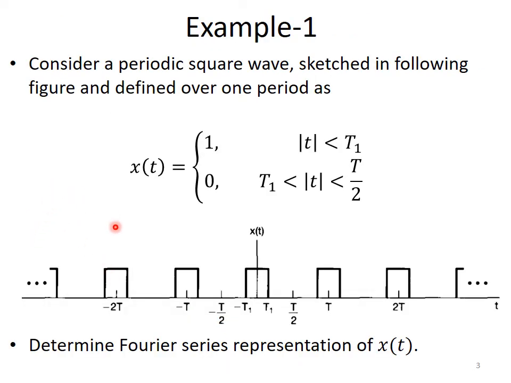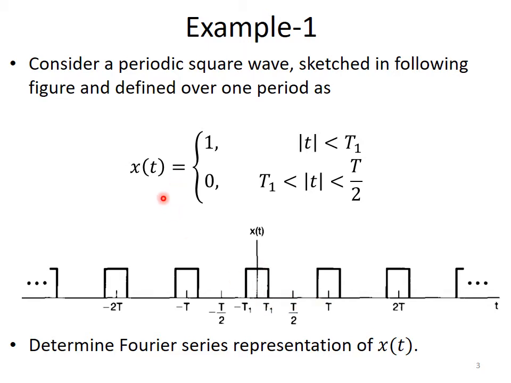Now let us consider this periodic square wave. It is periodic because it repeats itself after fixed intervals. We have to find the Fourier series representation of x of t, and the mathematical function of this square wave for one period is given by this equation. So x of t is equal to 1. The magnitude of each pulse is 1 when it is high, and when it is low it is 0.